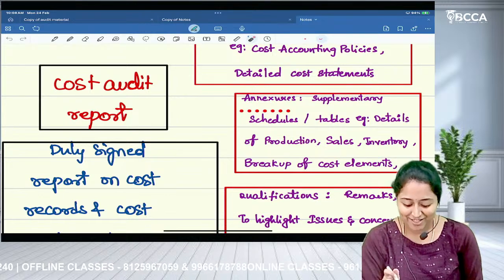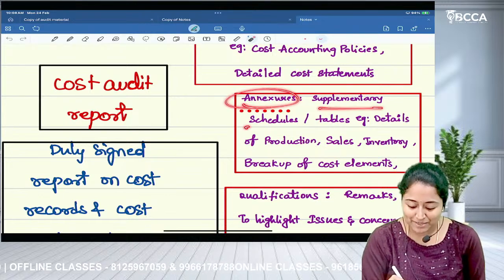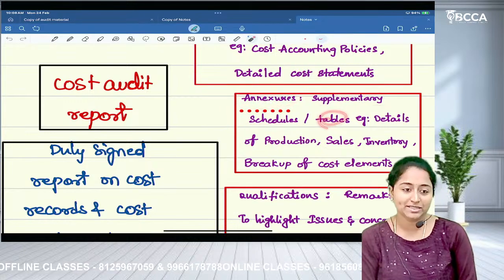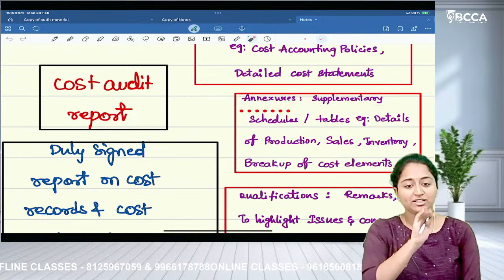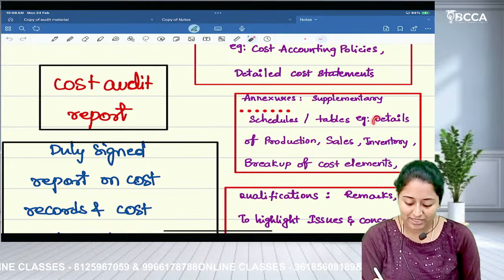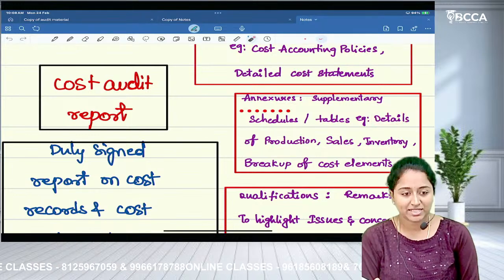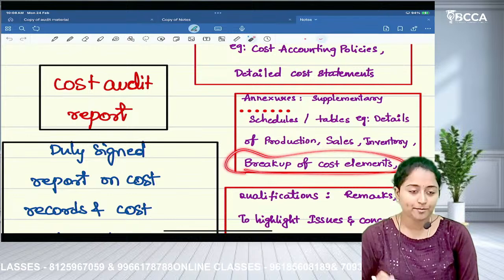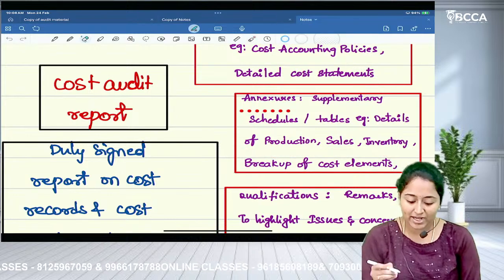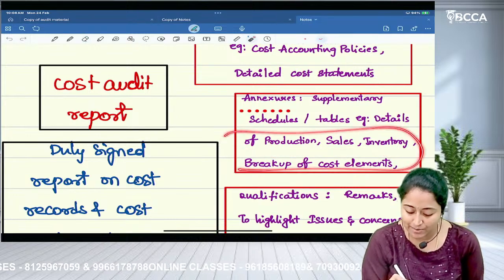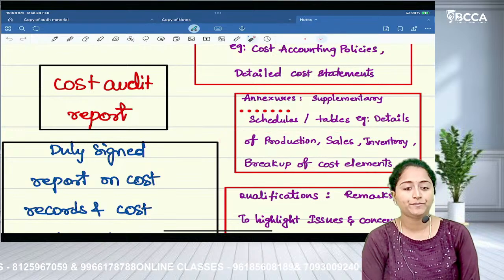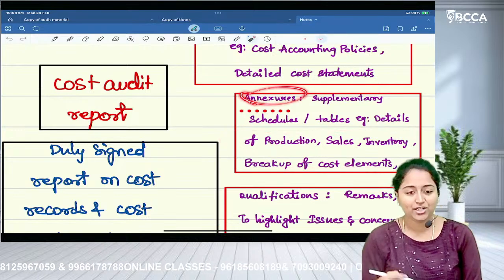Okay. Now, annexures are supplementary schedules or tables which are to be given under the cost audit report. These are details of production, sales, inventory and breakup of cost elements. So regarding this, if any schedules are made under the cost audit report, then that will be called annexures. Okay.